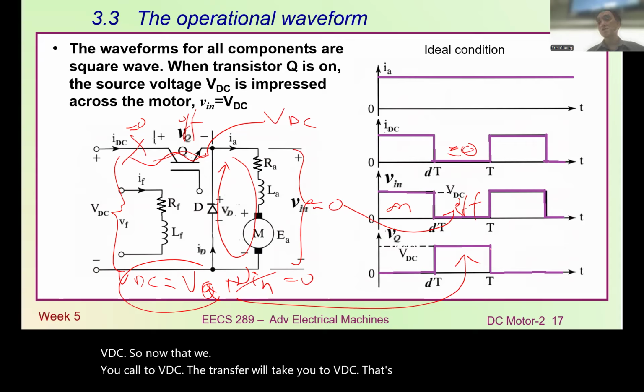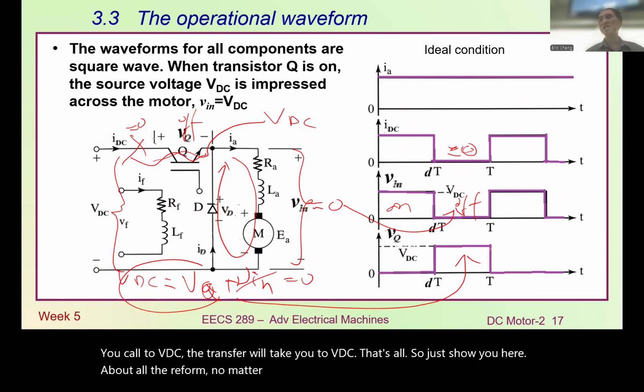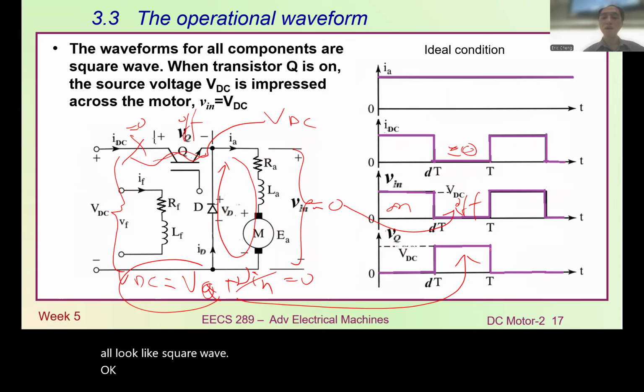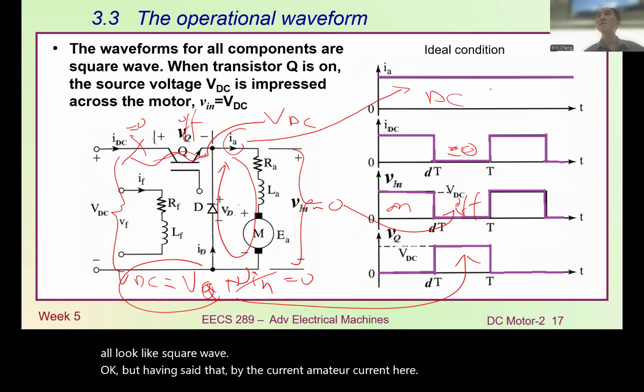That's all. So I just showed you here all the waveforms, whether voltage or current, in the transistor or other places, they all look like square waves. Okay. But having said that, the armature current here is still a DC current.